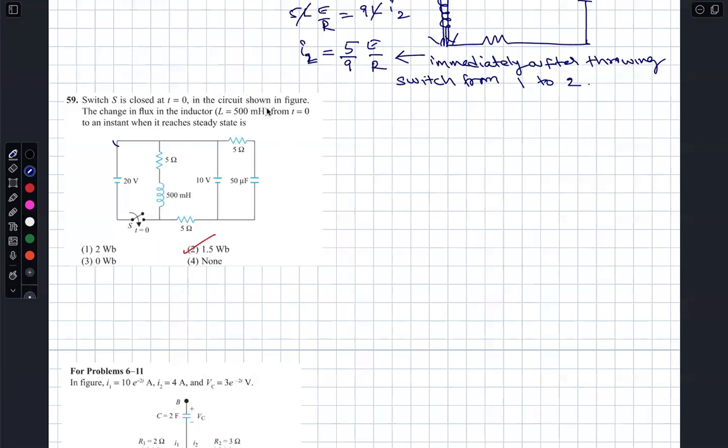If S is closed at t is equal to 0, the change in flux in the inductor from t is equal to 0 to an instant when it reaches a steady state. First draw the steady state circuit. What is a steady state circuit? This is the steady state circuit.